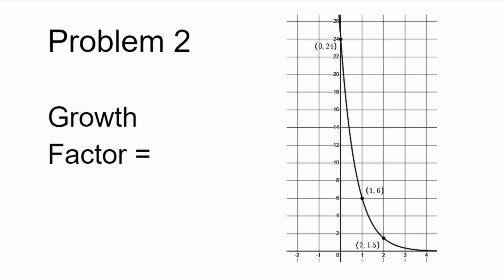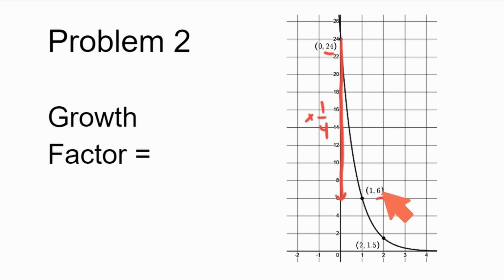Problem 2. What's the growth factor for this graph? Notice that for this graph, the height is decreasing. As I move forward along x, each y value is getting smaller and smaller. So I know that the growth factor has to be a decimal or a fraction. How can I go from a height of 24 to a height of 6? That could be multiplying by 1/4.